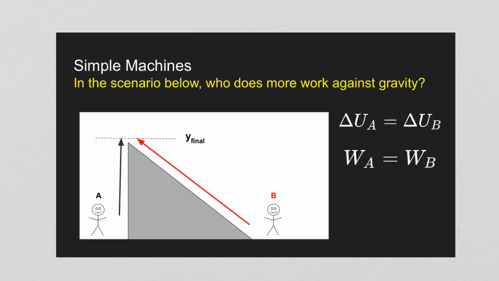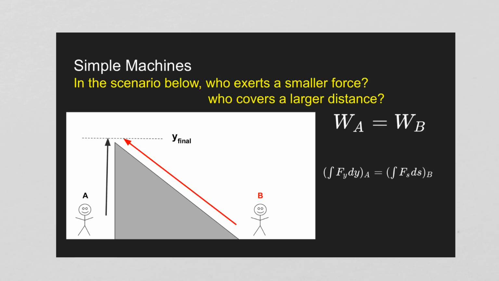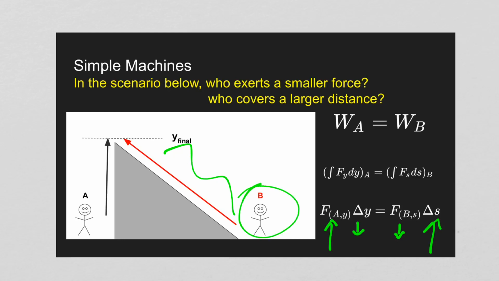Interesting. Well, they do the same amount of work, but who exerts a smaller force, and who covers a larger distance? Well, we know that B goes this way for some distance s, and they exert some force along the ramp, because they're going up the ramp. Whereas A exerts some force straight up as they climb a rope or whatever. This distance s is larger, so B exerts a smaller force, whereas person A covers a smaller y distance, so they exert a larger force. So even though the work's the same, the fact that you need a smaller force makes this scenario feel better, unless you like climbing ropes.